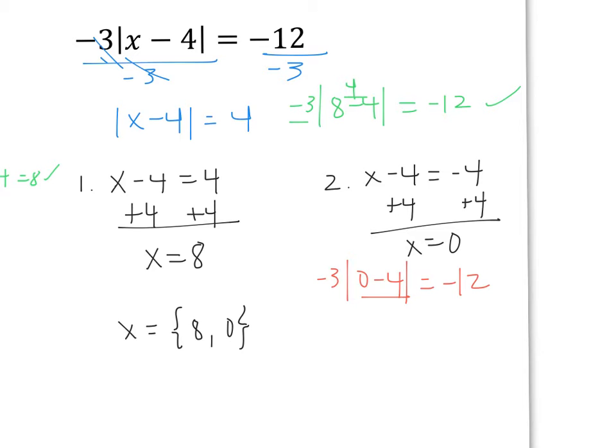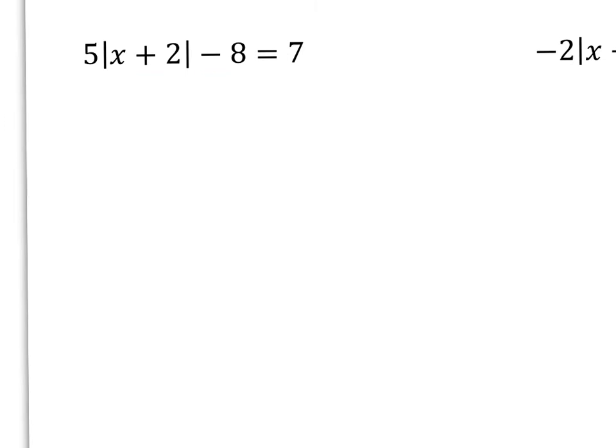0 minus 4 is negative 4, but the absolute value of that is positive 4, times negative 3 does equal negative 12. So we are correct when we have our two solutions of 8 and 0. Okay, let's continue with another example.